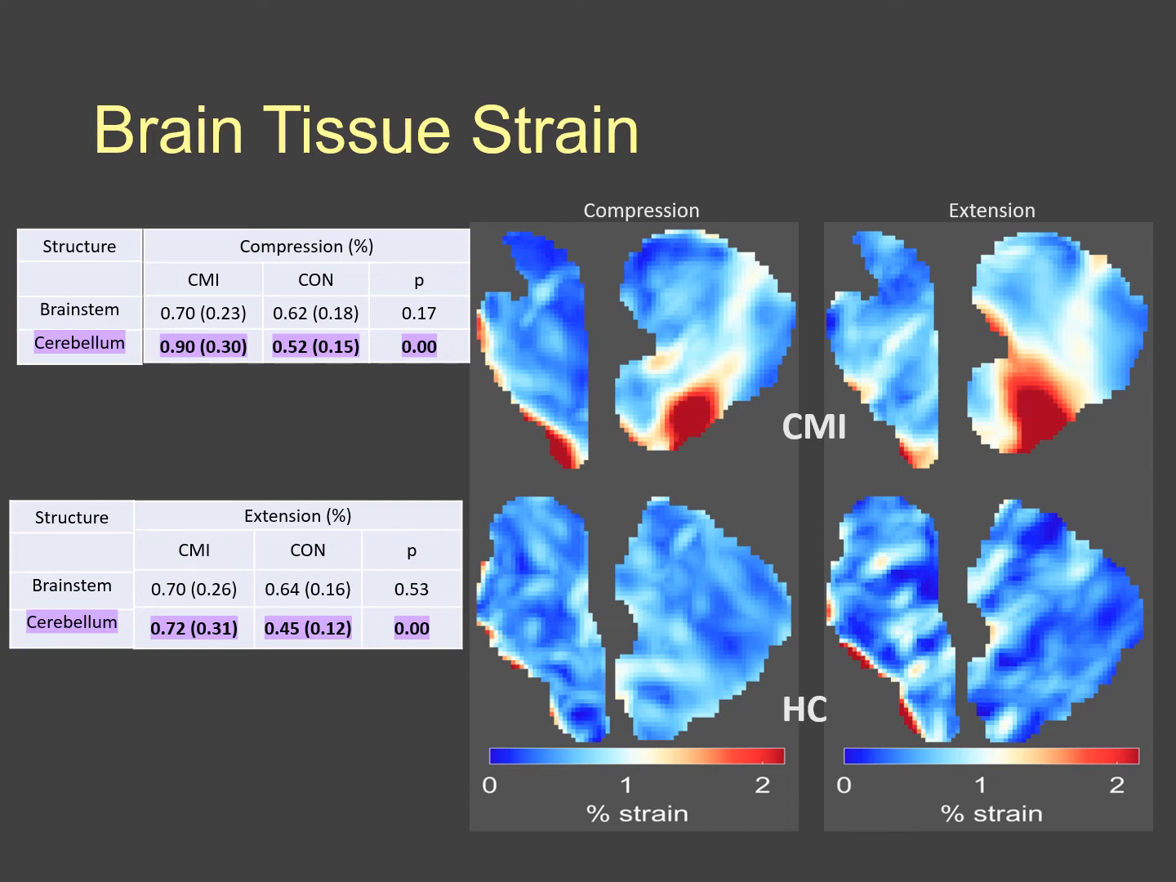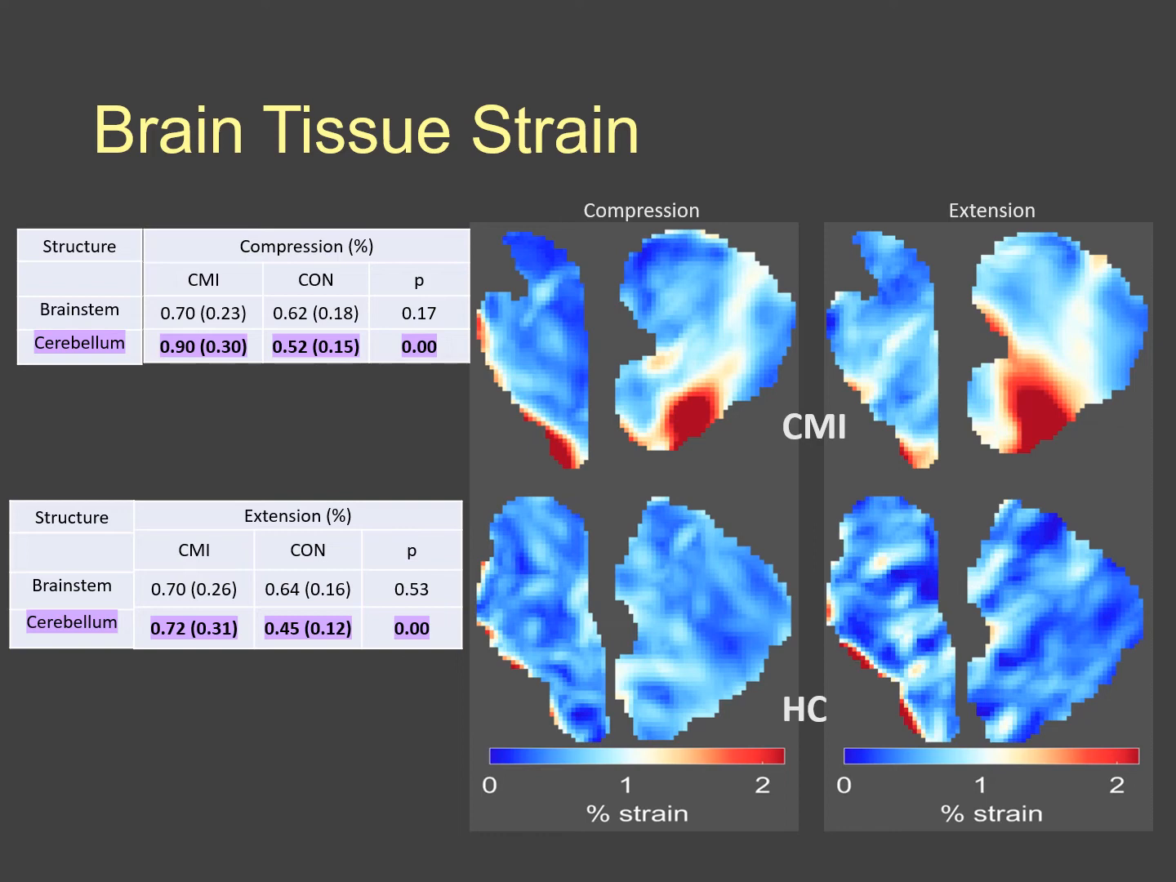So working with Professor Rusbe-Amini at Northeastern University, we were able to compute the strain based on those measurements of displacement for both the brainstem and the cerebellum. And you see here on the top left is Chiari compression, top right is Chiari extension, and on the bottom, healthy control, compression on the left, extension on the right. And you can quickly see these regions of bright red in both the compression and extension for the Chiari, but on the cerebellum side.